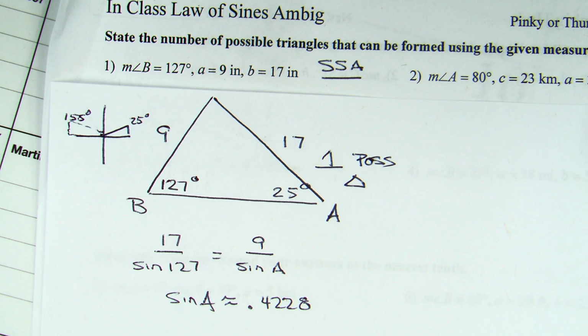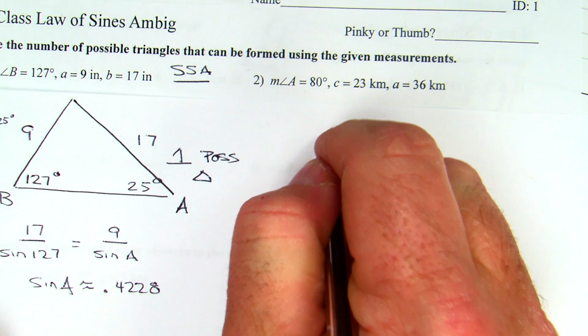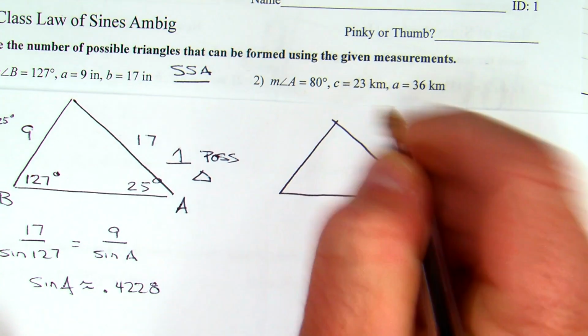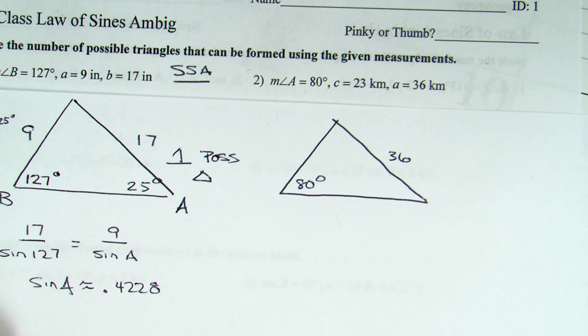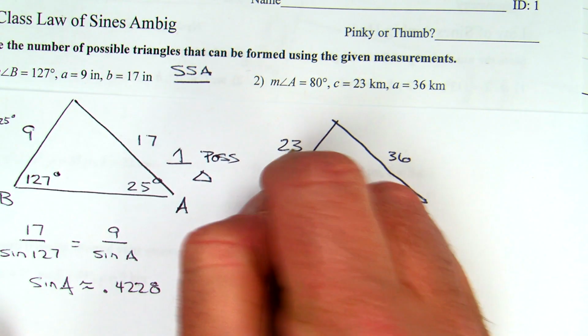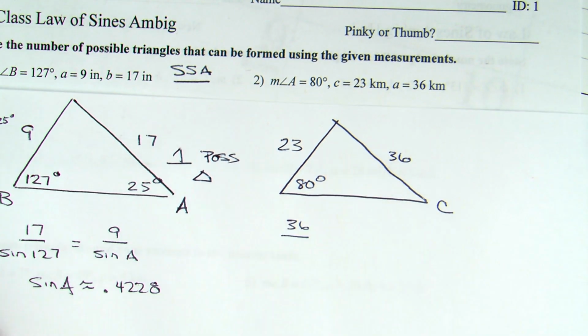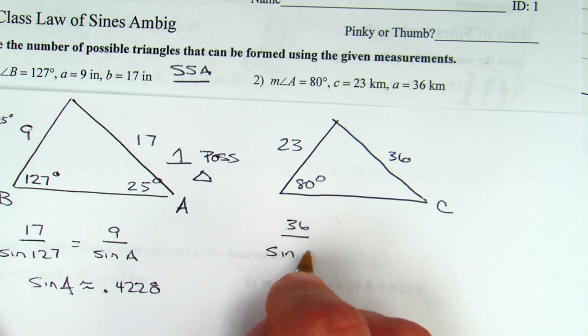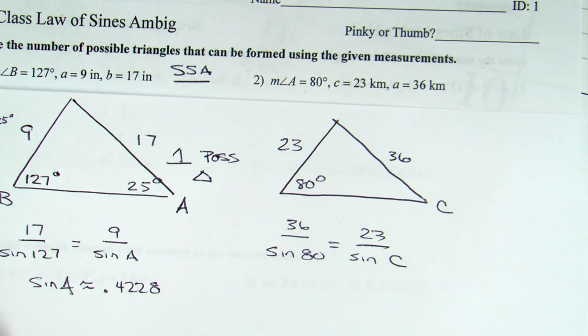Seem good? So I'm going to slide over to number 2. Again, they're giving me two sides and an angle. I'm going to put the 80 degrees there, the 36 there. I'm going to put the 23 here and put C there. I take the 36, I put it over the sine of what angle? What's opposite the 36? 80. I then take the 23 and put it over the sine of the angle we're trying to get, which is C.